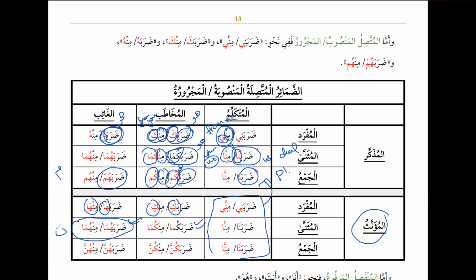In feminine nouns, we add a noon shadda. طيب. So here we said ضربكم, ضربهم. Here we are saying ضربكن, ضربهن, وهكذا. You see, that's the thing that we are adding here. Here we add a meme for jam'. Here we add a noon shadda with a fatha for jam', for the females.